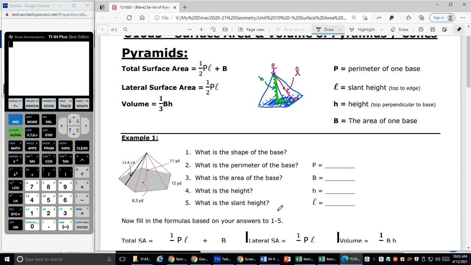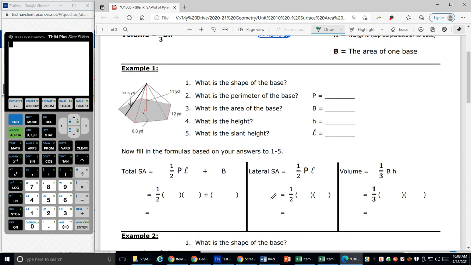All right, let's look at example number 1. It says, what is the shape of the base? That's the first thing I'm looking at. Well, the shape of the base, I have 1, 2, 3, 4, 5 sides. So I know the shape of my base is a pentagon.